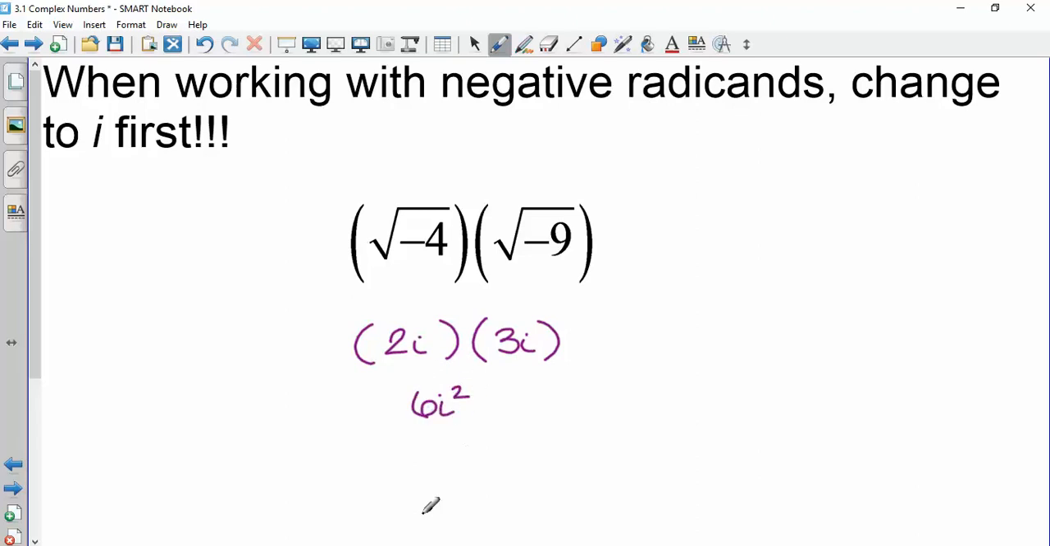When you multiply those, you get 6. i times i is i squared. But what did I tell you that i squared was equal to? -1. So that's 6 times -1, which is -6. If you don't pull out the i's, you will get +6 for your answer. So just make sure if you're going to be multiplying with radicals, take out your i's first. So let's do some examples like that.